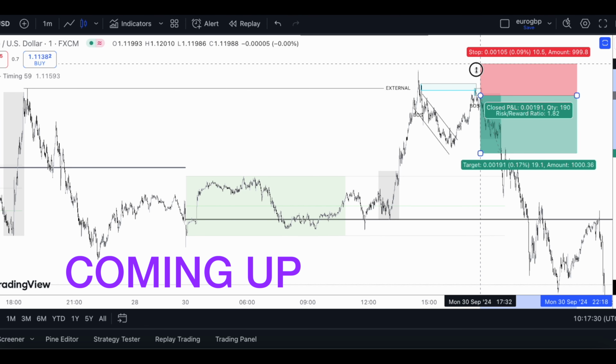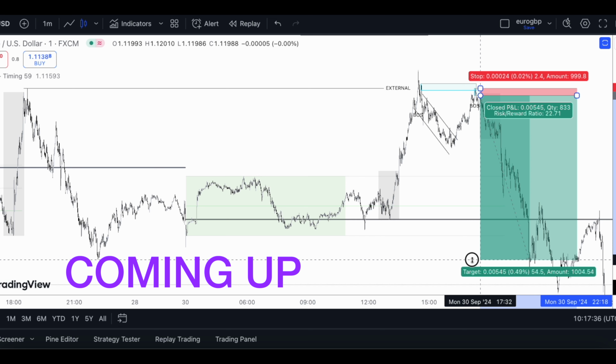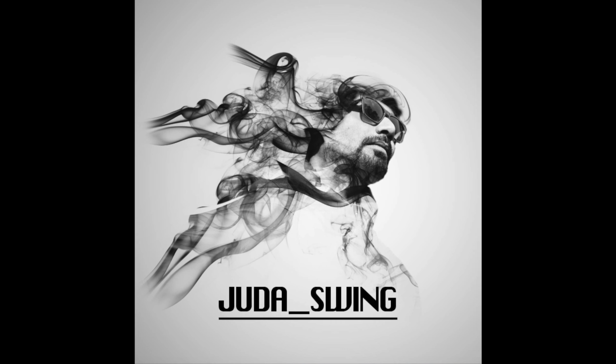Entry right here, stop goes above this high, and target for 23 hours approximately.